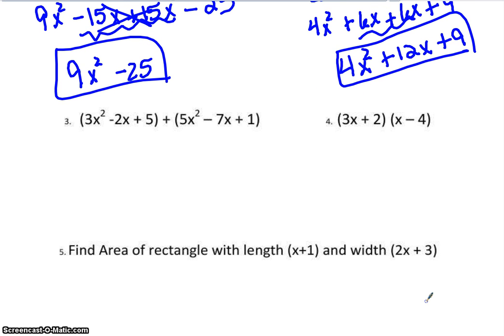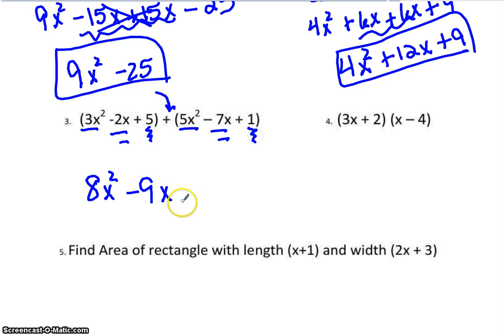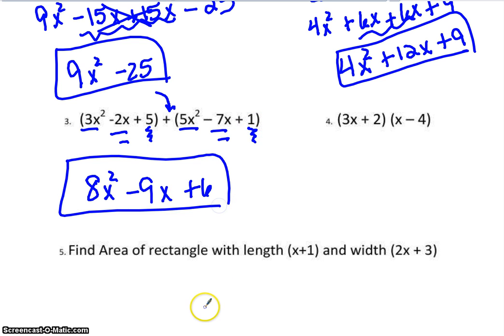Number 3, be careful. You're used to distributing, you're used to multiplying and making it long. It's just addition, okay? So look at what's between the parentheses. When it's addition, all you're doing is combining your like terms. So 3x squared plus 5x squared is 8x squared. Remember that when you're combining, you add or subtract the number in front, and the exponent stays the same. It's only used to figure out what will combine. Negative 2x plus negative 7x is negative 9x. If you're not sure how to do that, you're going to say negative 2 plus negative 7 in your calculator. And then 5 plus 1 is 6, and so plus 6, and that is your answer.